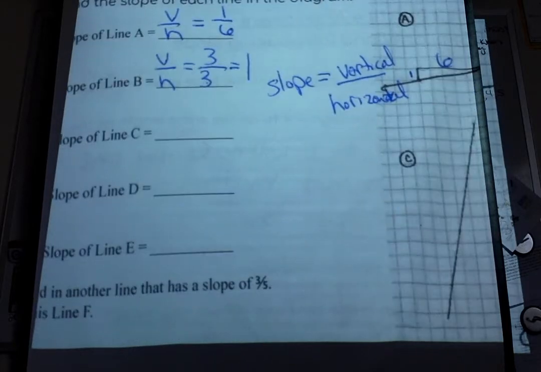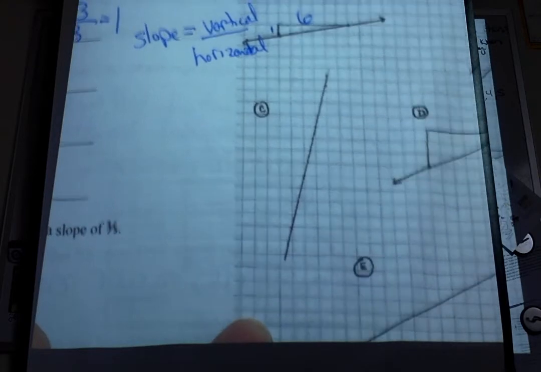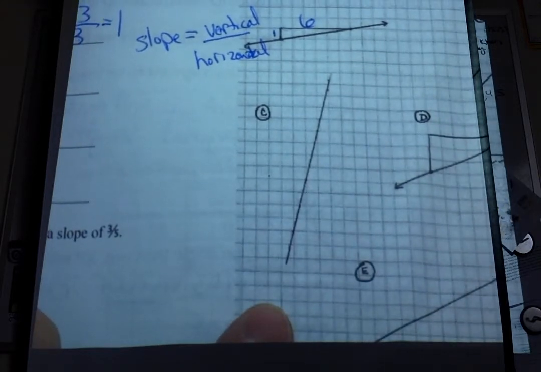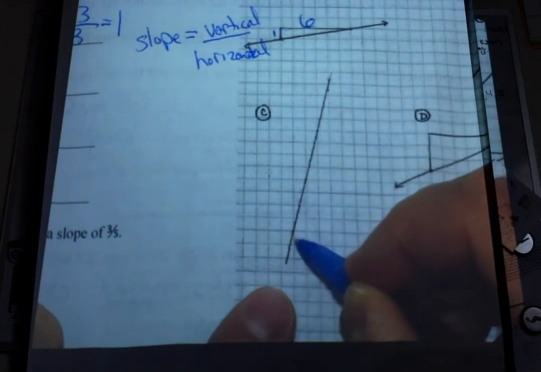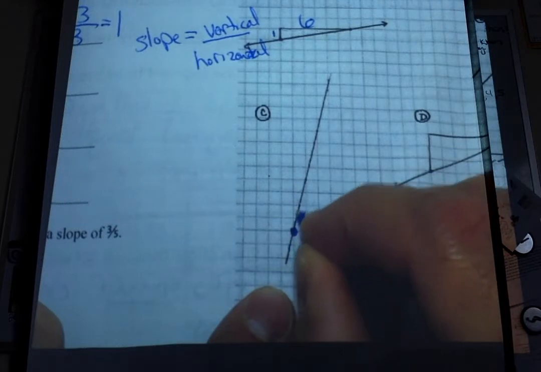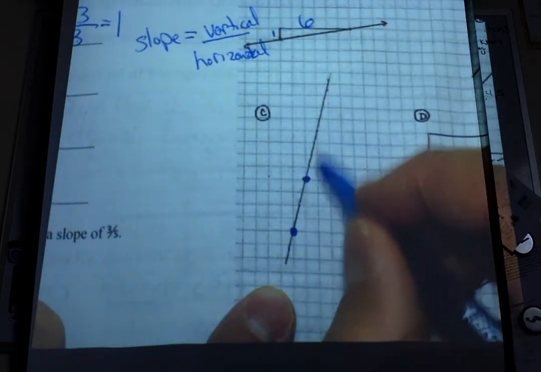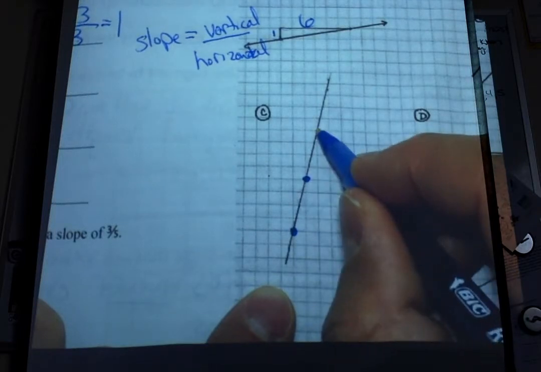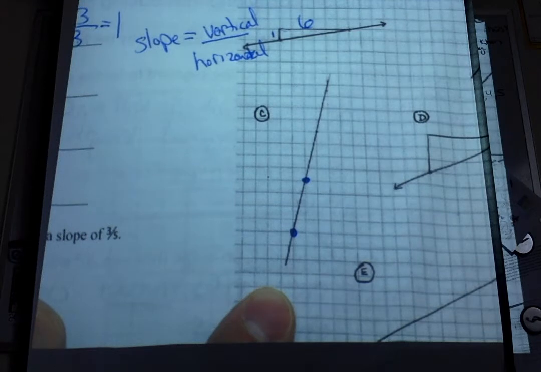Moving on to C. This one doesn't have a slope triangle. So what I'm going to do is on my line, I'm going to find where the line goes exactly through an intersection point. And there's one here. I'm going to follow that line up to here. I'm going to pick those 2 points. You could pick other ones. You could pick, where else do they go? Here, follow it up to here. I mean, there's a series of them, but you only need to find 2.